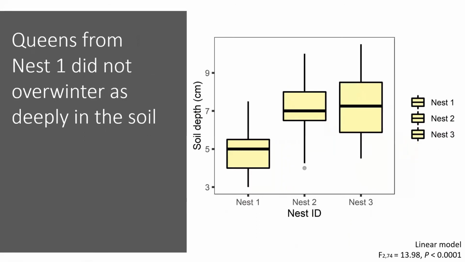Queens from nest site number 1 did not overwinter as deeply in the soil as the queens at the 2 other nest sites. On average, queens at nest site number 1 are only overwintering about 5 centimeters below the soil. And this might be because the queens at this nest site were having a hard time digging because the ground is really compacted and it was very rocky because this nest site was really close to a trail.